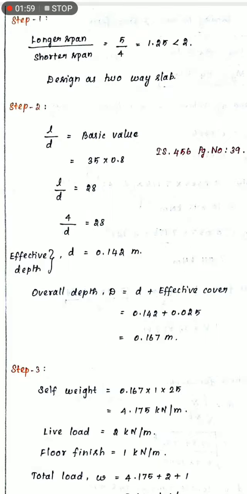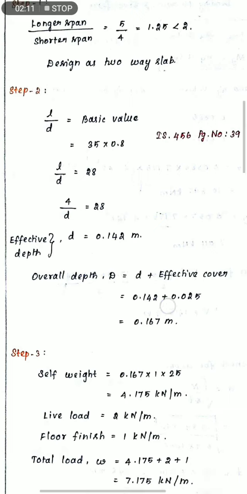The overall depth is obtained by adding the effective cover. This is a slab, therefore the effective cover is 25 mm, therefore overall depth equal to 0.167 meter.